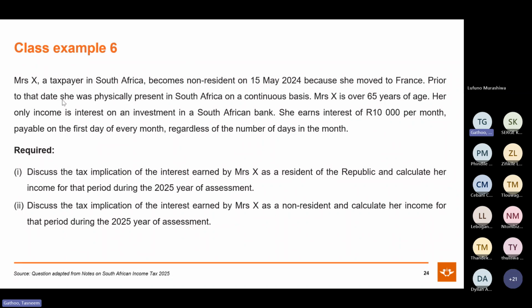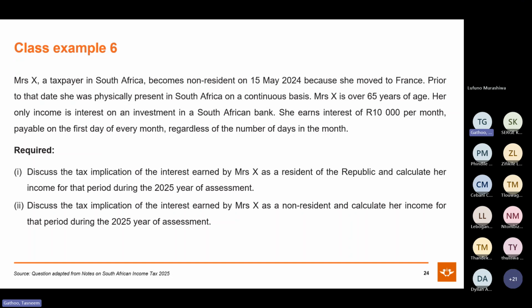Prior to that date, she was physically present in South Africa on a continuous basis. Mrs. X is over 65 years of age. Her only income is interest on an investment in a South African bank. She earns interest of 10,000 Rand per month, payable on the first day of every month, regardless of the number of days in a month. So here, there's two things we're looking at: what were the implications for when she was resident, and what were the implications for when she ceased to be resident.